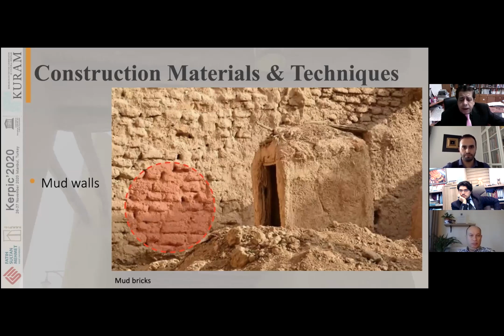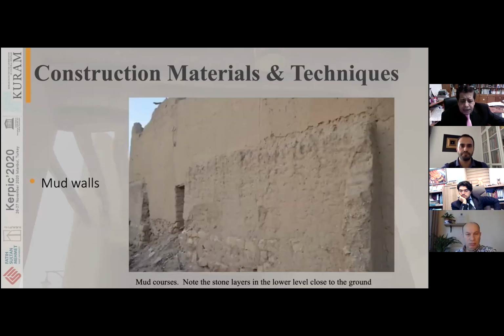Most of the time, the mud walls, the external walls, are left without plastering. However, there are so many cases that I examined where the mud bricks have been plastered with a layer of fine mud mixture, as we see here. This is fine mud plaster. And sometimes this also includes the stone layers in the lower level, which is close to the ground.